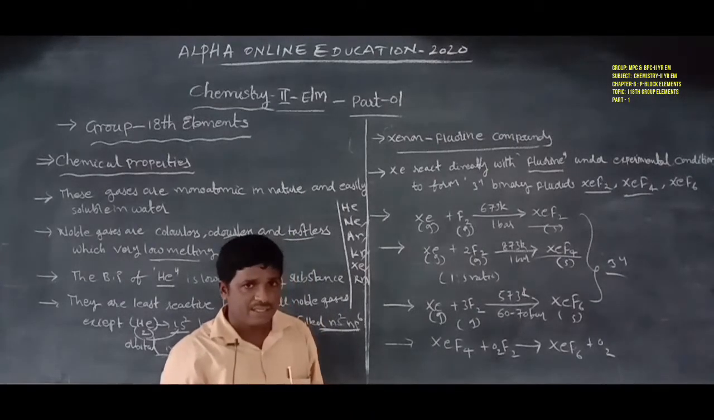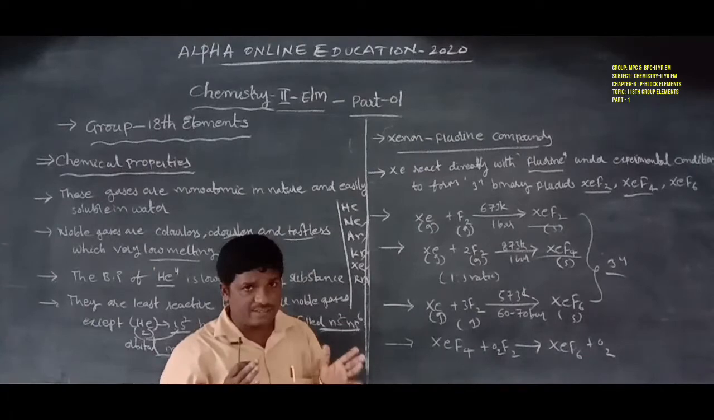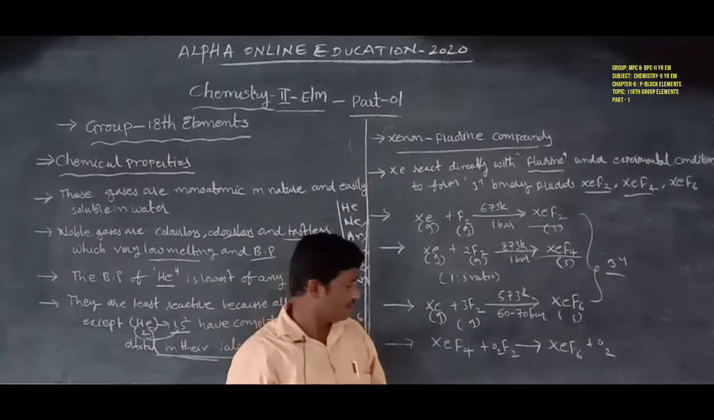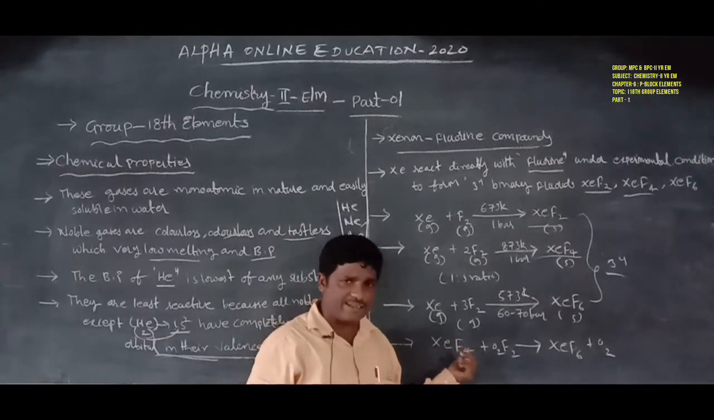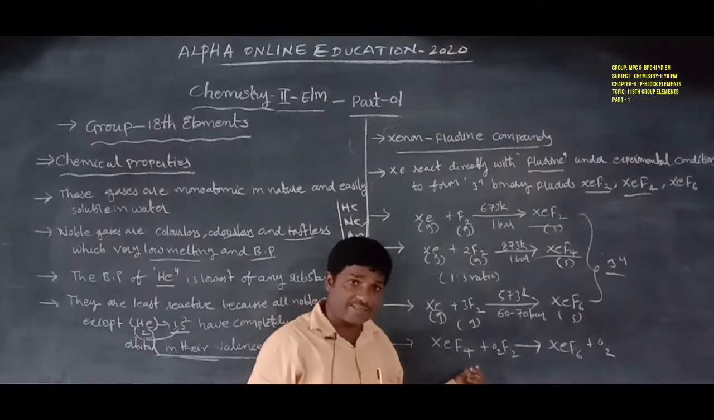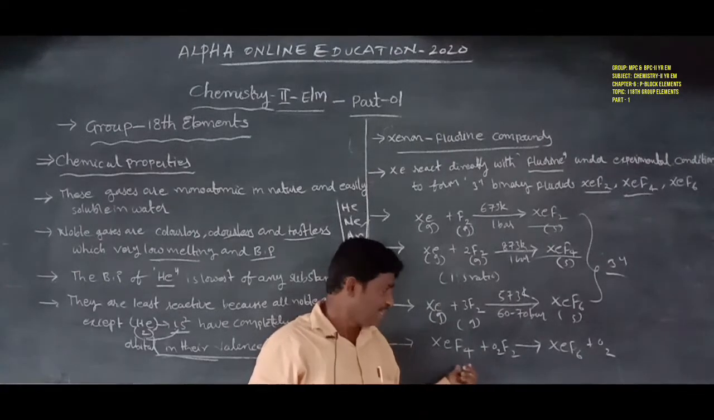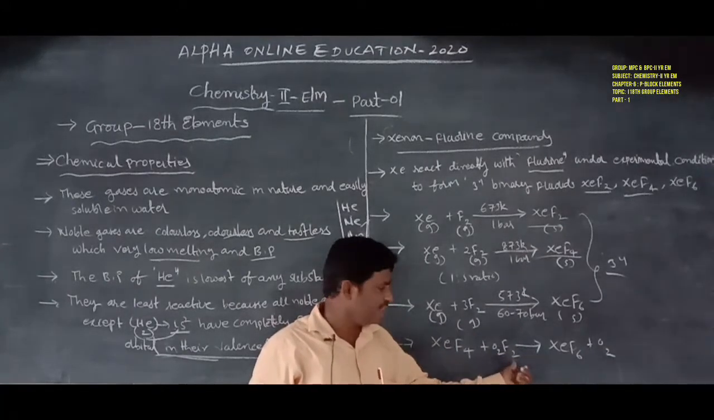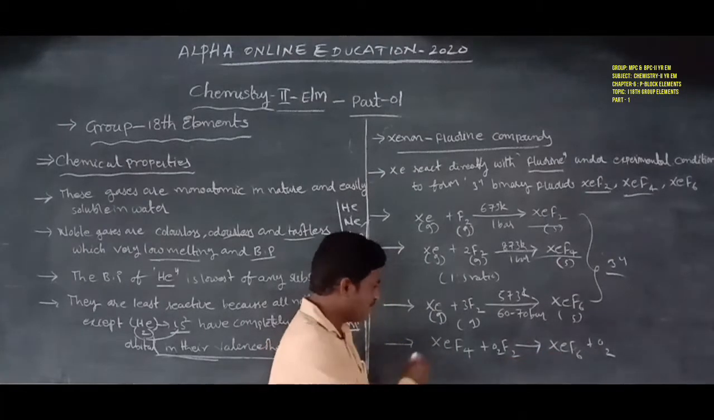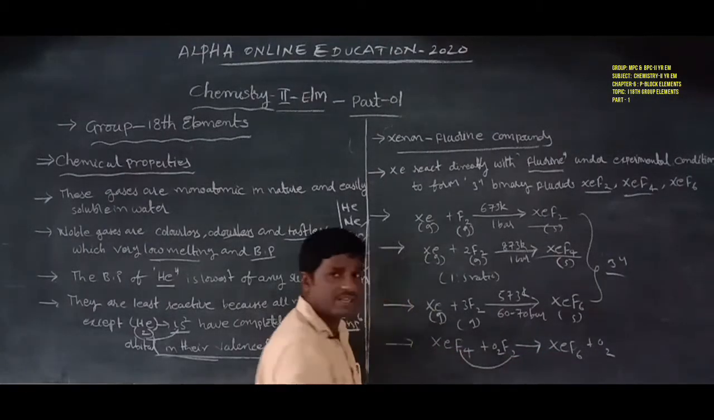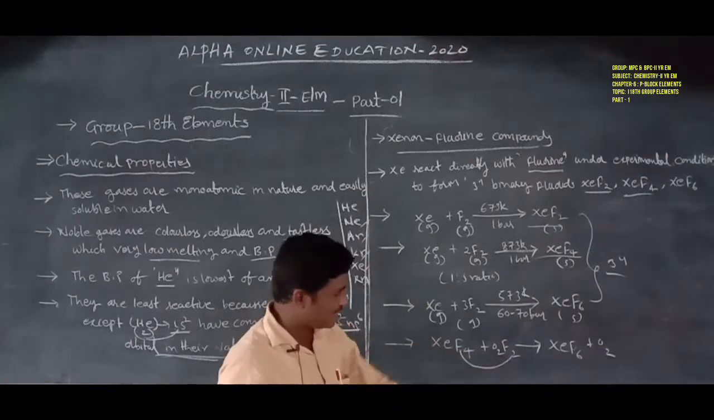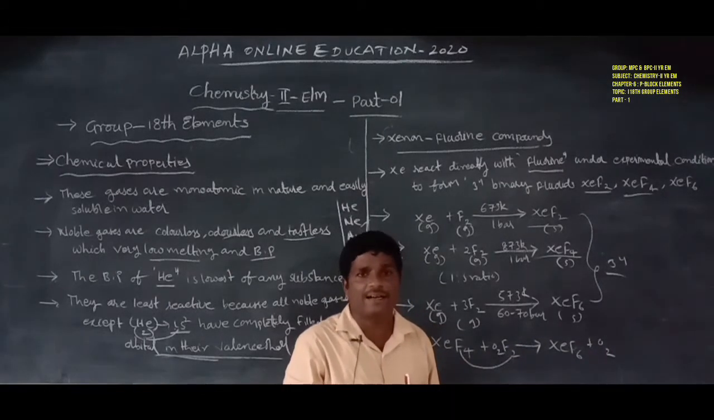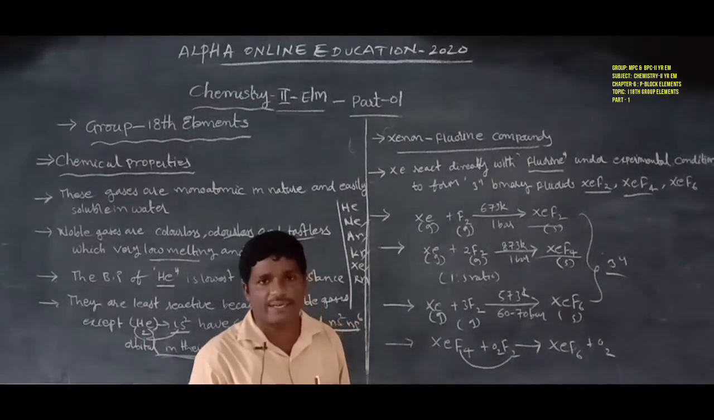Next, xenon reacts or dissolves in water to form xenon oxy compounds. But here, 4 fluorine atoms react with xenon to form xenon tetrafluoride. Xenon tetrafluoride reacts with dioxygen difluoride, O2F2, and the 4 fluorine atoms combine with another 2 fluorine atoms: 4 plus 2 is 6. That gives xenon hexafluoride and O2. That is the preparation of the xenon fluoride compound.